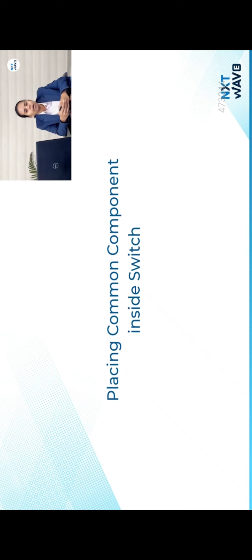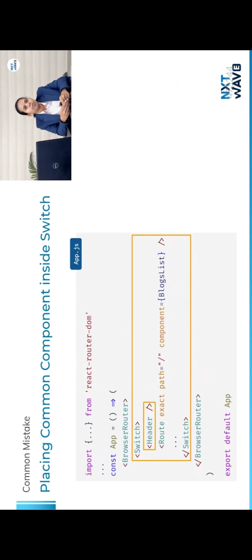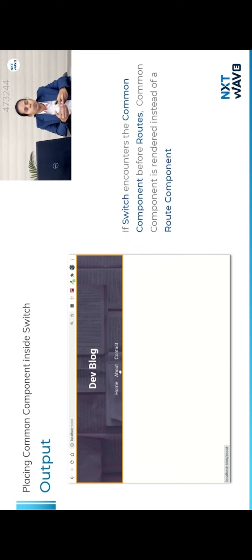Okay. So now coming to the next one, which is placing common components inside switch. Here in our scenario, we have header. So header is common for the various routes that we want to display, right? Now what we have done is we have included header within the switch. Then let's understand what will happen. Here you can see that if the switch encounters a common component before the routes, then it will only display the common component. It won't display the route component. There you can see only the header is being displayed and the remaining routes are not being displayed.